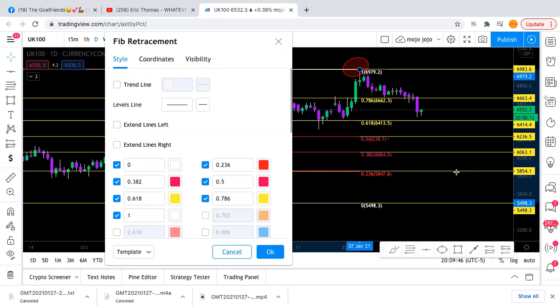Anybody still need these settings? Because I'm about to move on to how you use it. This is a very important tool in the trading world. Most people won't teach you how to use this tool. So don't let what's going on here today go over your head.